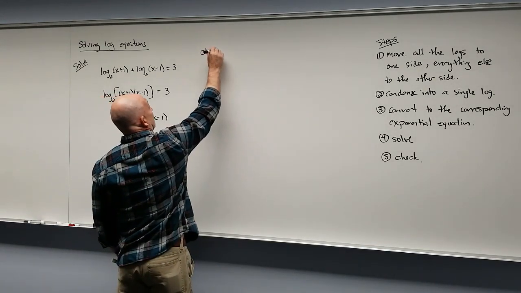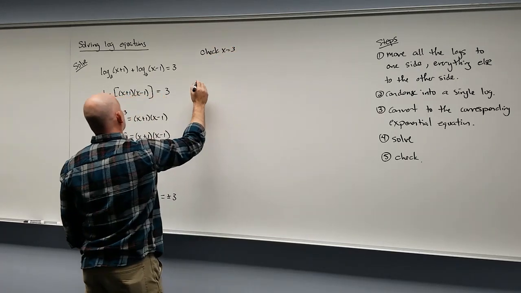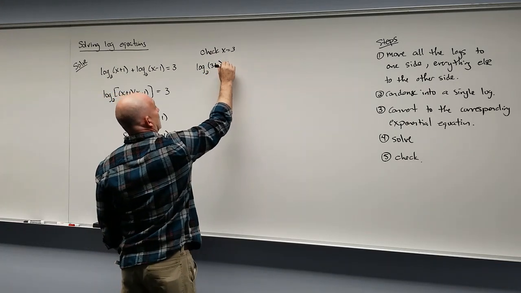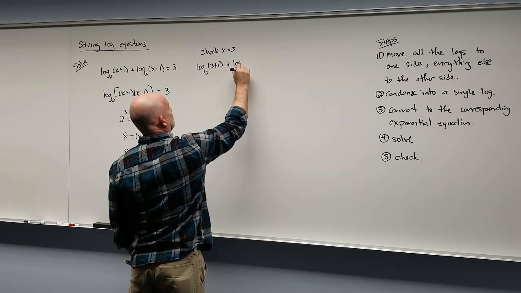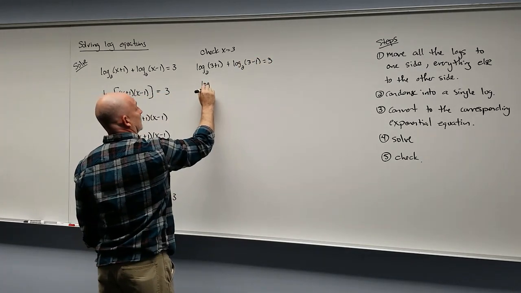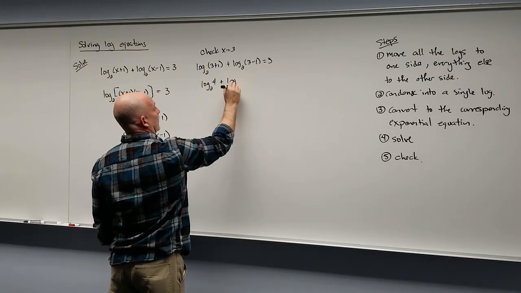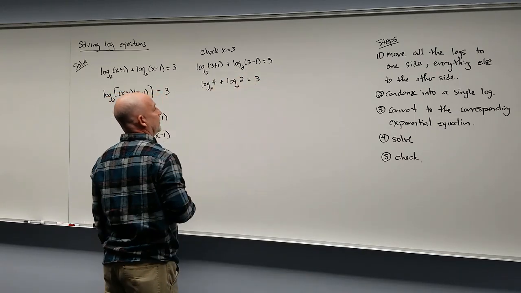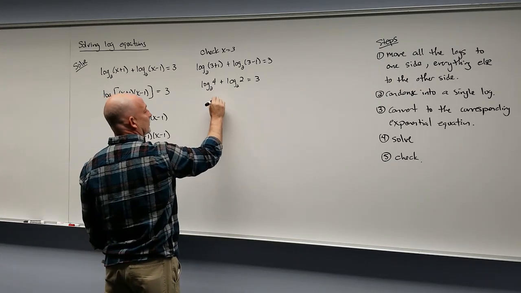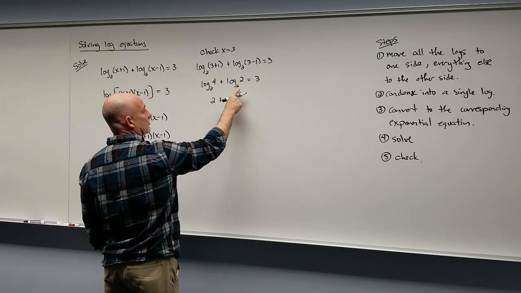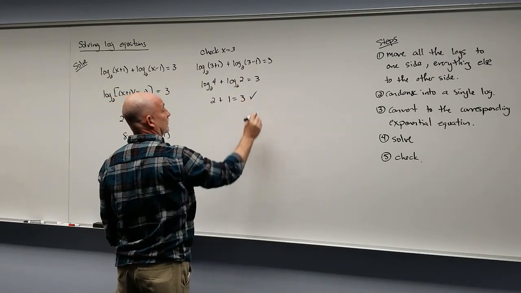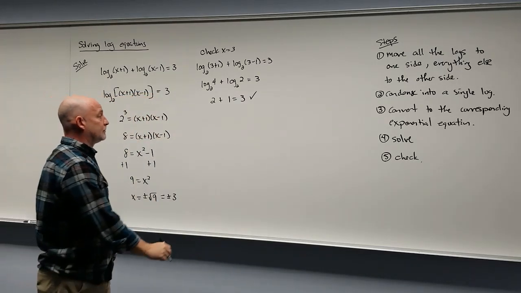So let's check x equals 3 first. So that's log base 2 of 3 plus 1 plus log base 2 of 3 minus 1. Does that equal 3? Log base 2 of 4 plus log base 2 of 2. Does that equal 3? Log base 2 of 4 says, what do I have to raise 2 to get a 4? That's 2. Log base 2 of 2 says, what do I have to raise 2 to get a 2? That's 1. Well, that works. Right? 2 plus 1 is 3.